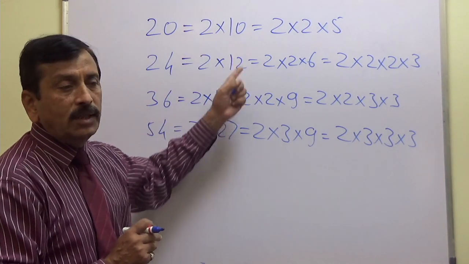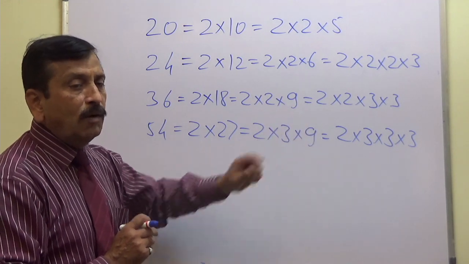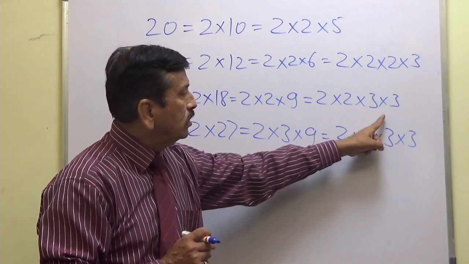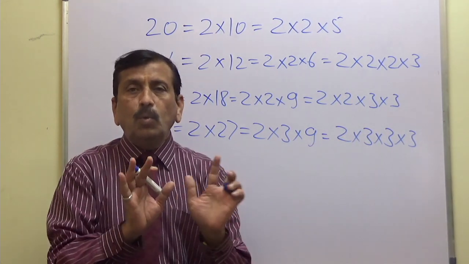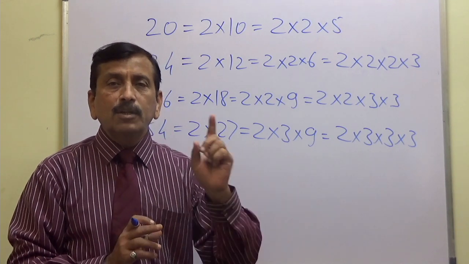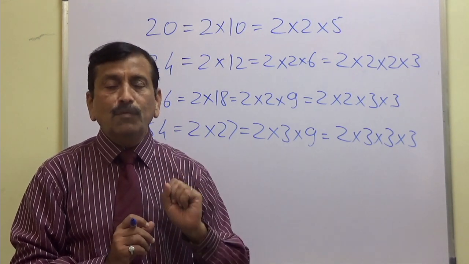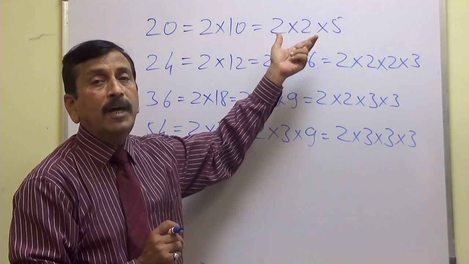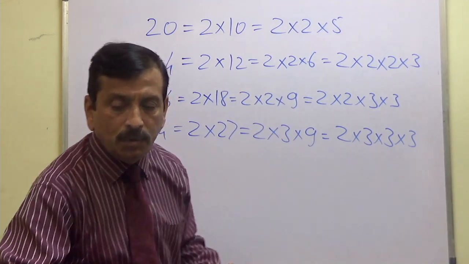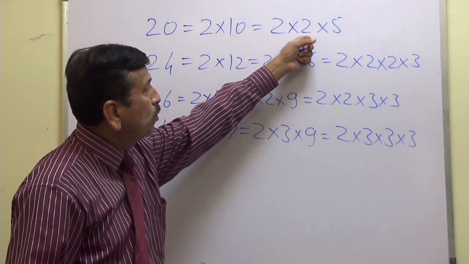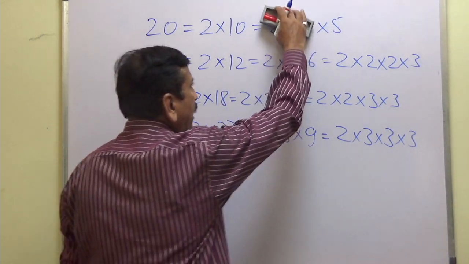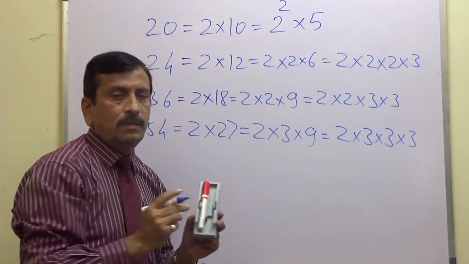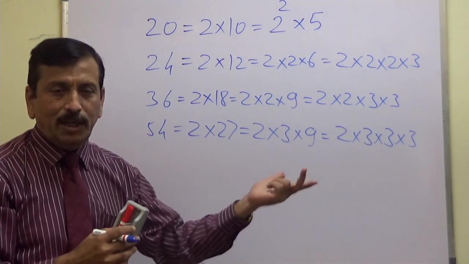We factorize all these numbers into prime factors, which we have already done. What we realize is that the total distinct factors are 2, 3 and 5. So we express the numbers as products of 2, 3, 5 and their powers. Look here. This is 2 into 2 into 5. Can I write it as 2 to the power 2 into 5? Yes, we can proceed ahead.